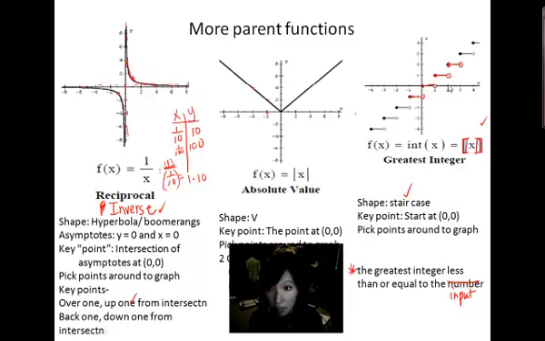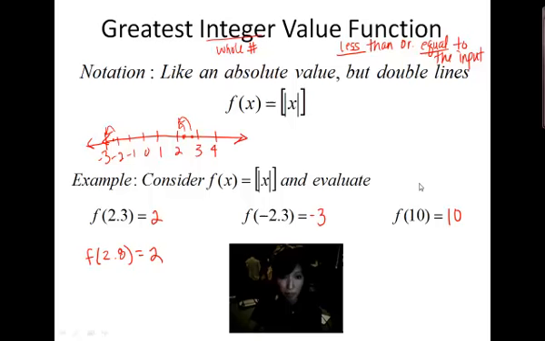So when we were doing the 2.3, if we inputted 2.3, the output, or the y value, would have been 2. So that's why we were on that flat line. When we did 2.8, it's also on that flat line. When we got to 3, though, we would have to jump up, because then the output would be 3. Okay, and same thing for all of those values. So that is the greatest integer value.